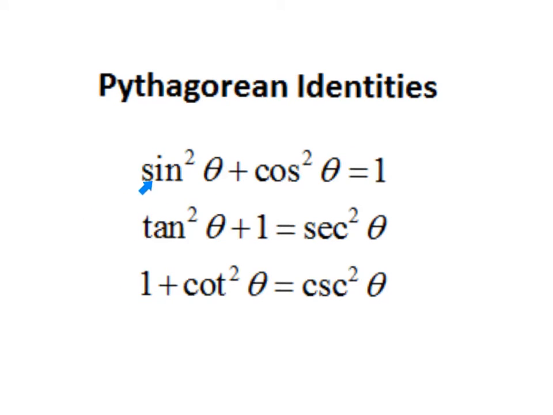We just divide everything in the top one by cos squared. And then we get sine squared over cos squared is tan squared. Cos squared over cos squared is 1. And 1 over cos squared is sec squared.